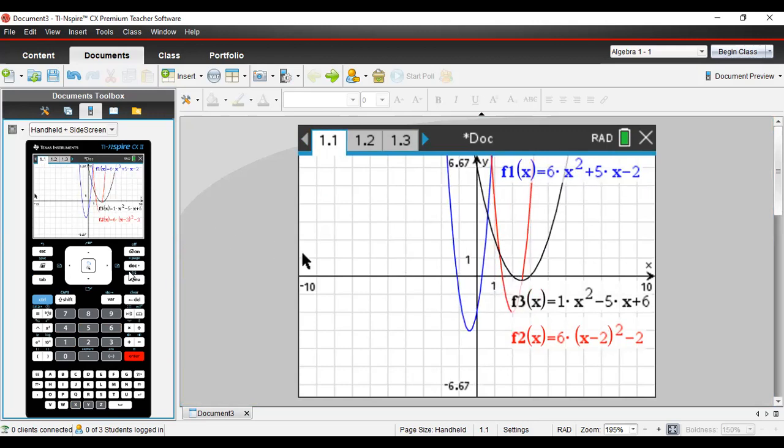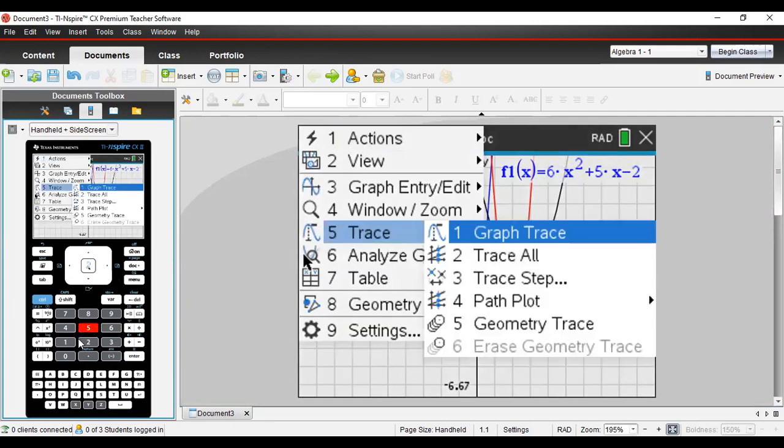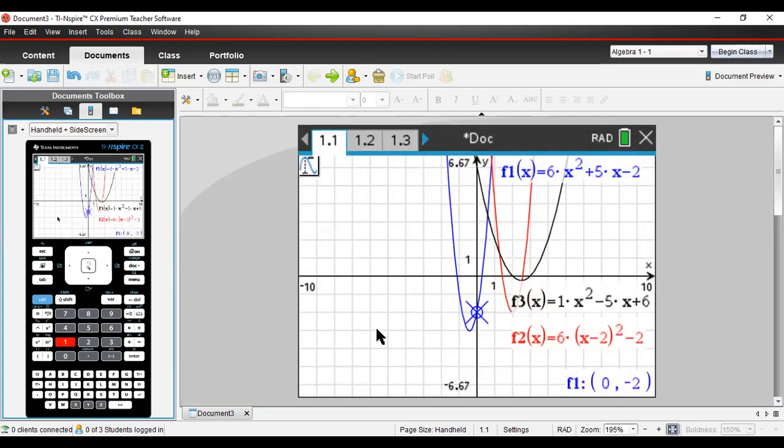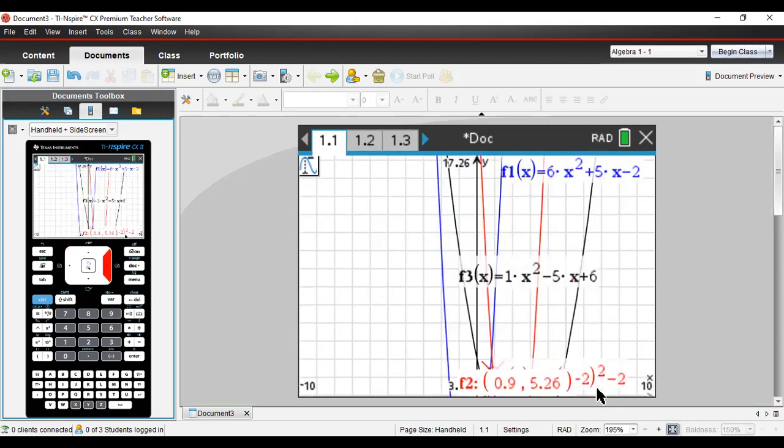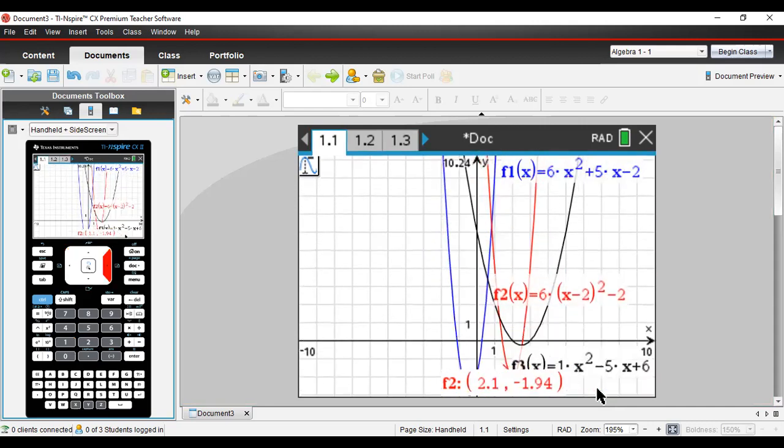Now, if you want to actually see the minimums, you could do menu 5 1 and just arrow to the bottom. It tells you that the minimum is about a negative 3. And then if you want to go to the next function, I jump to the red and find the minimum for this one. And it tells me that the minimum is a negative 2 for that one. And then I jump up to the one that I took from the table, h of x, and it tells me that the minimum is about a negative 0.25. Remember, it's the y value that you're looking for.